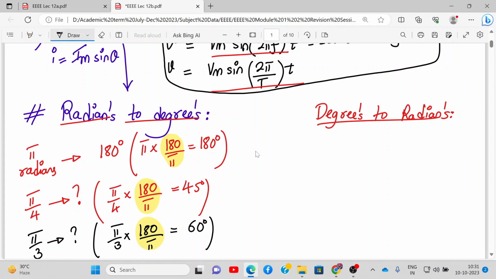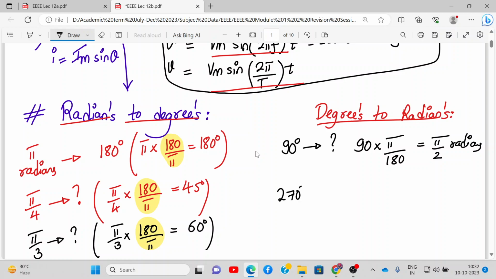Okay. Now let's convert 90 degrees to how many radians. So for this 90 we multiply by pi by 180. So this becomes pi by 2 radians. I hope it is clear. Then 270 is how many radians? So 270 we multiply by pi by 180. So this comes out to be 3 pi by 2 radians.